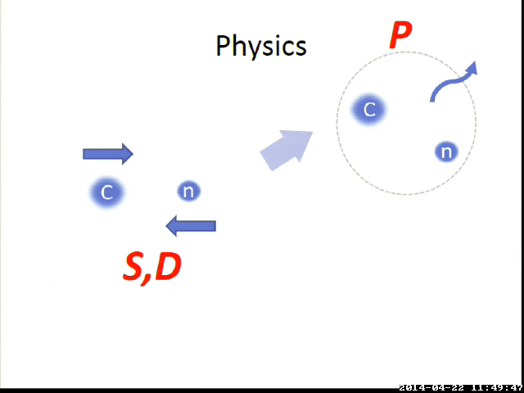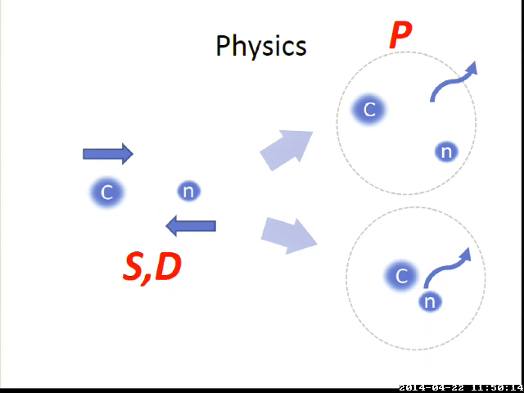Because people know that for lithium 8 or boron 8 in the final state, the compound nucleus is a p-wave bound state. So the dominant configuration is p-wave, and this transition happens through the E1 transition. So the initial state must have positive parity. That's why I call it dominated by S wave and D wave.